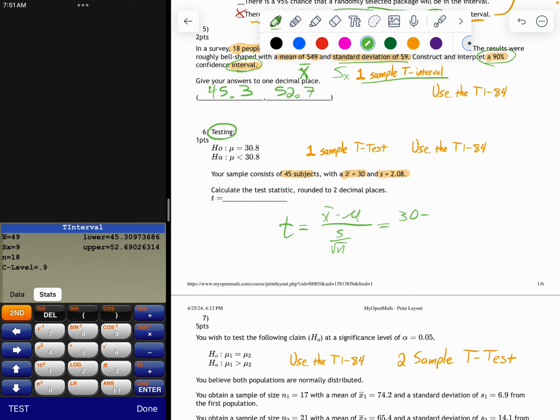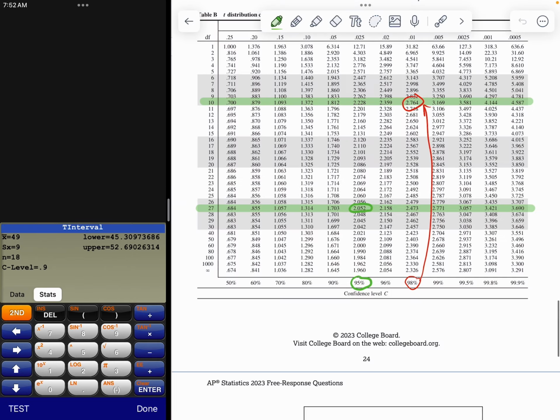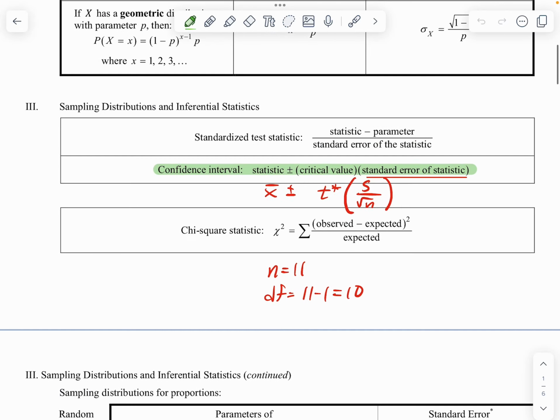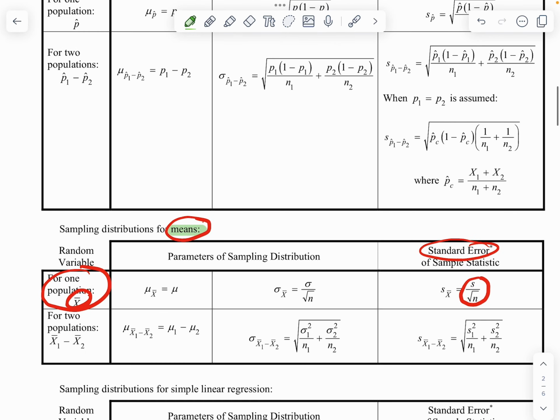So you do 30 minus 30.8 divided by 2.08 over the square root of 45. And while I'm at it, I might as well show you. This is on the College Board packet, folks. Just like that interval was, so are test statistics right here above it. It says any test statistic is the statistic, in this case that's x bar, minus the parameter, in this case it's mu, and then the standard error of the statistic. Remember what it was earlier, it's the same thing.